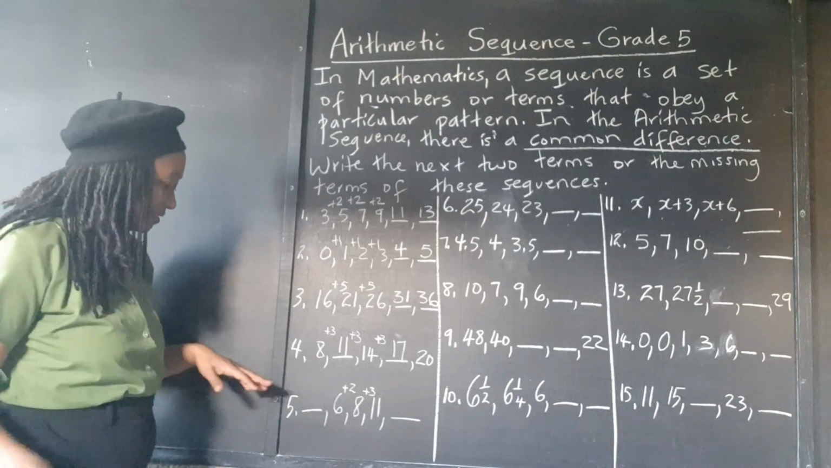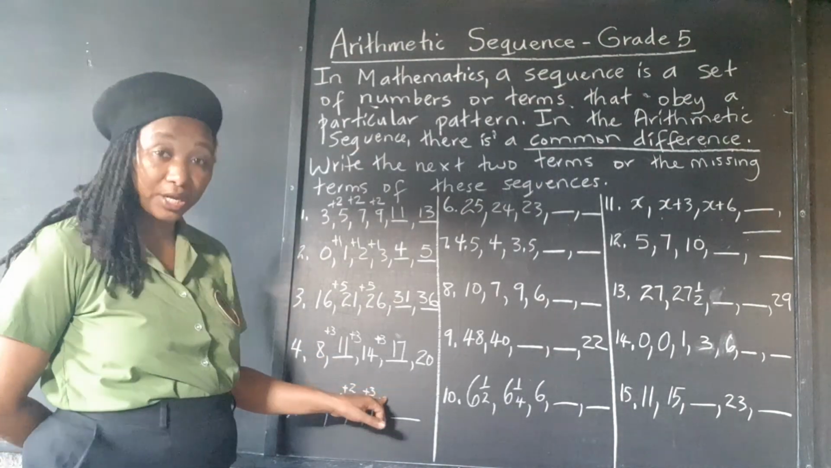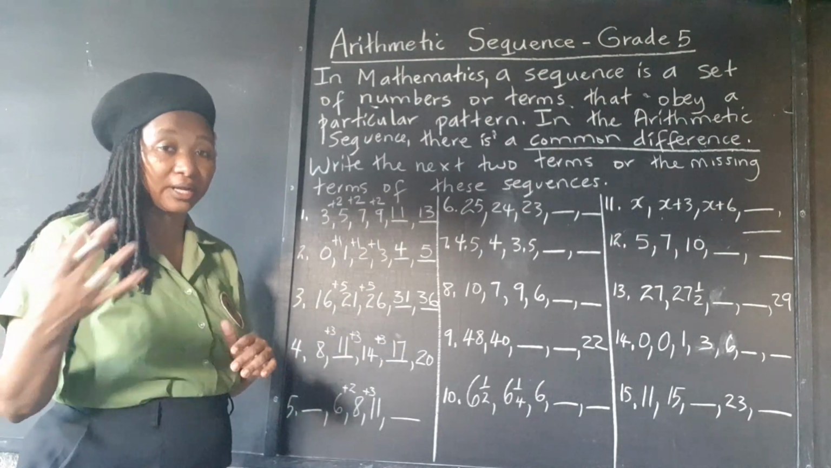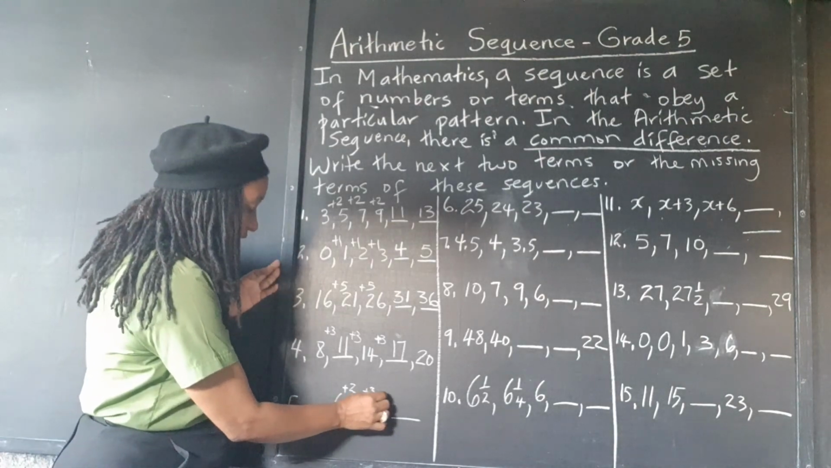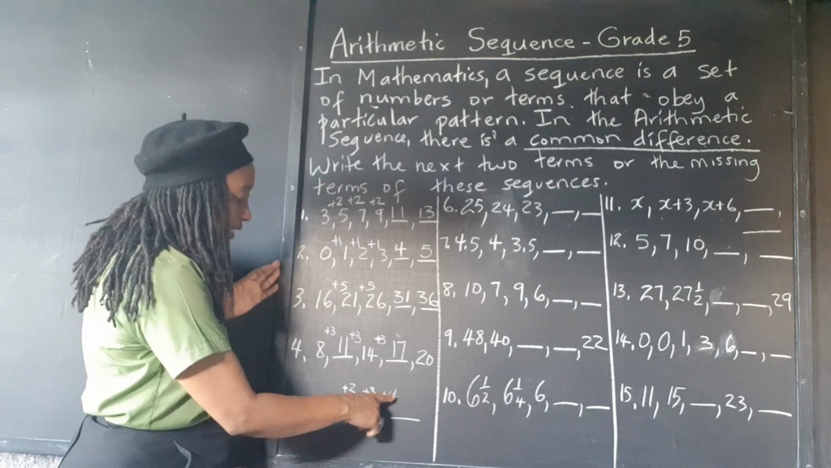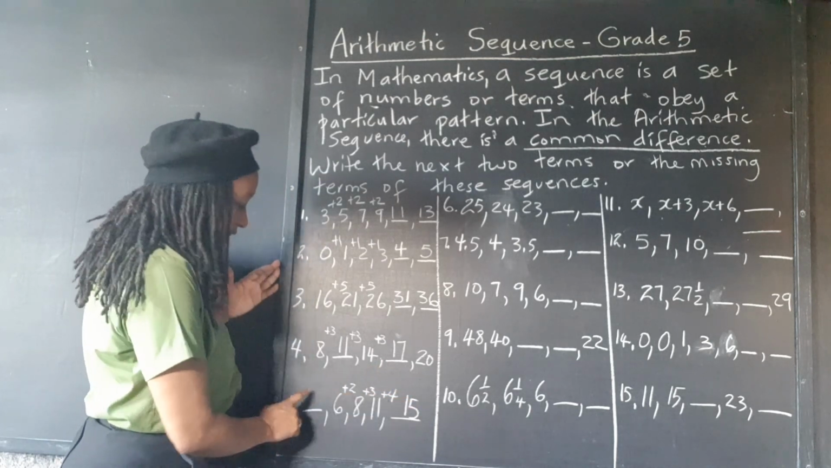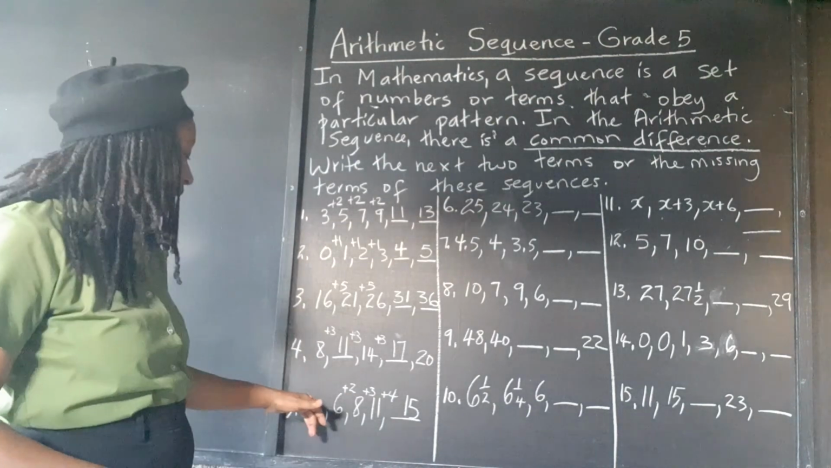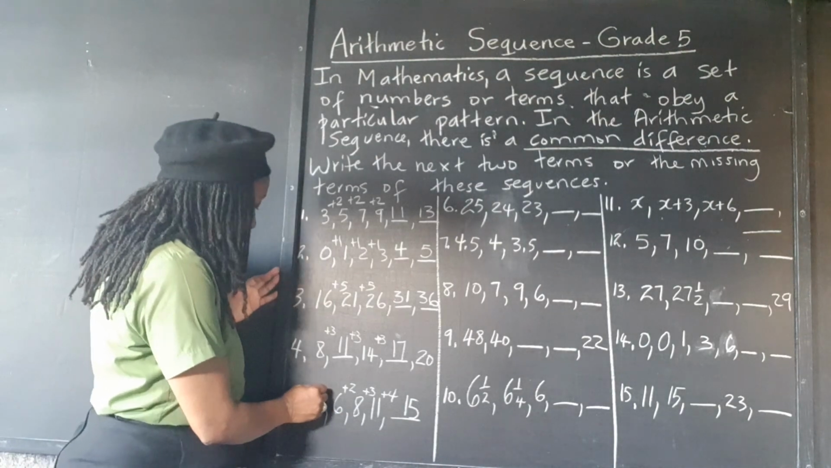We're adding 2 and then we add 3. So it seems like each time we're adding 1 more than the last time. So this time we need to add 4. So we added 2, then we added 3, now we need to add 4, so we would get 15, 11 plus 4. And for this one, we would need to add 1 to get 6. So that means this one needs to be 5.